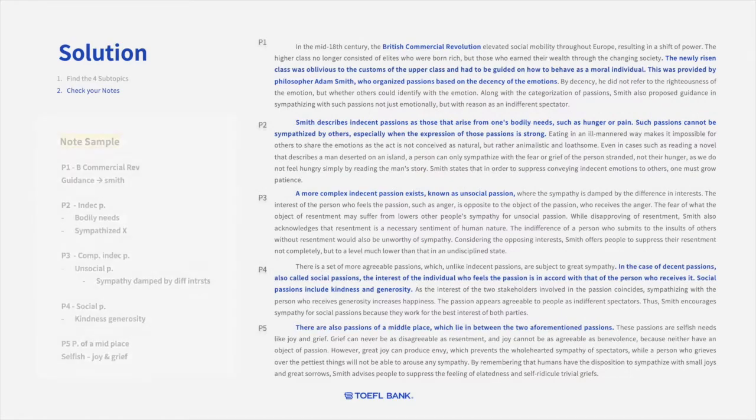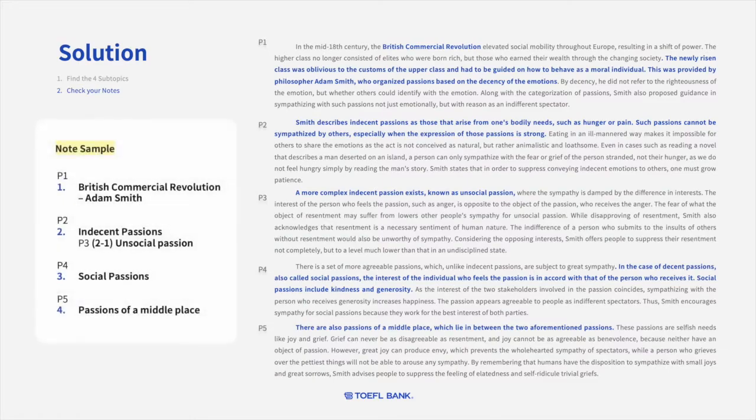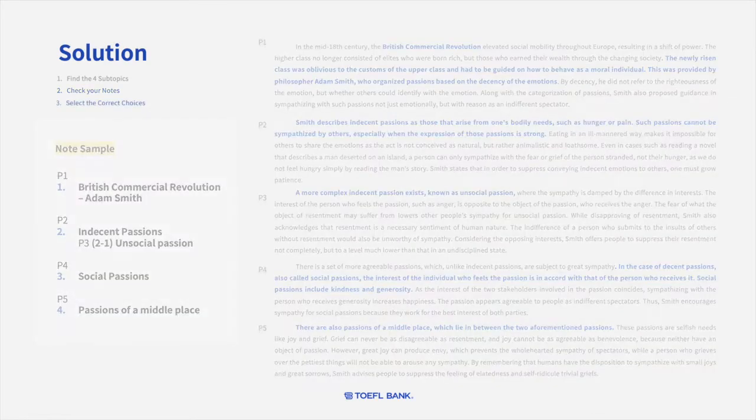Here's a sample note. Compare it to yours. Your notes can be more simple than this, but it should contain the same ideas. The parts in blue are the subtopics. Now, after you've found the 4 subtopics, the next step is to compare the answer choices and select the correct answer according to your notes and the passage. Let's take a look at how to identify incorrect choices and select the correct answer.